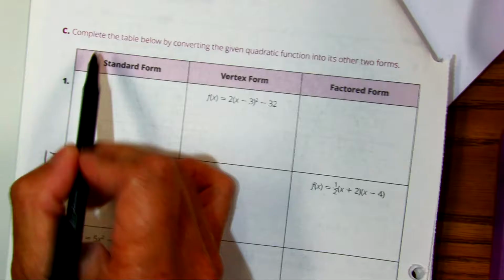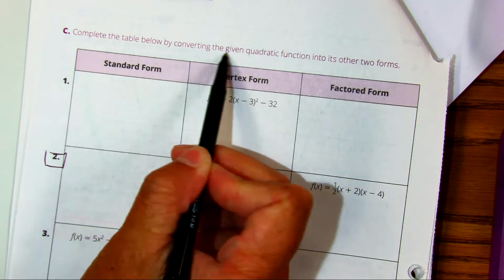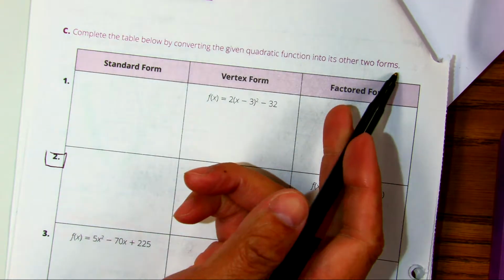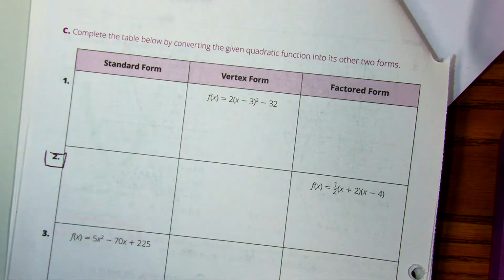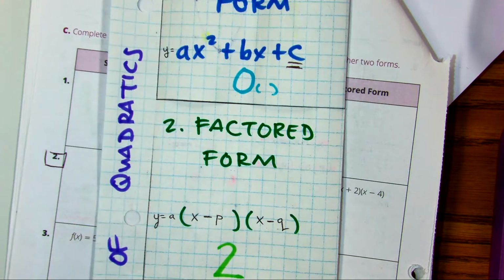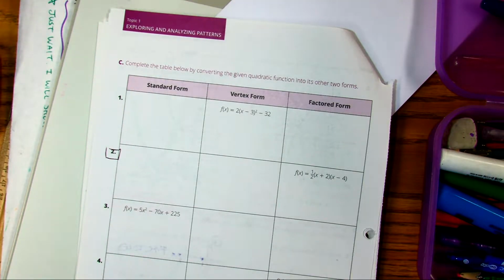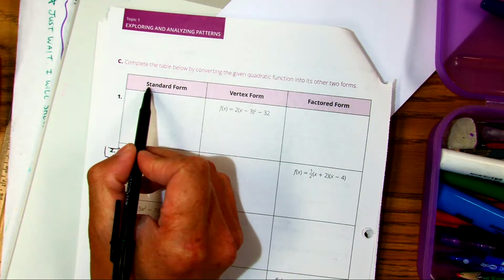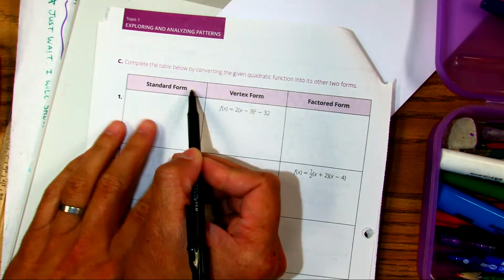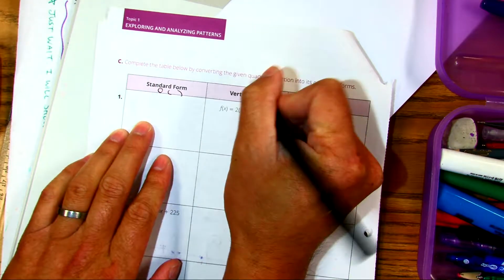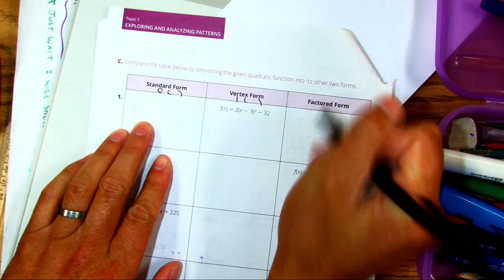It tells us, complete the table below by converting the given quadratic function into its other two forms. So we have three. They're going to give us one of the forms, and then we just have to find the other two. Class, how many parentheses are in standard form? 0. How about vertex? 1. Factored? 2.